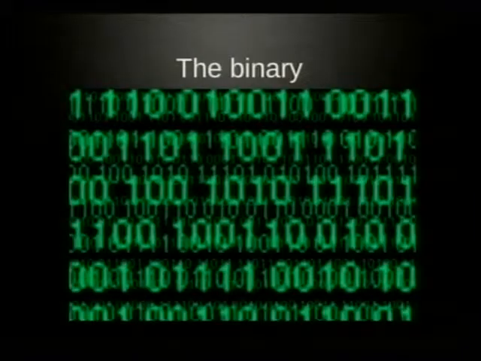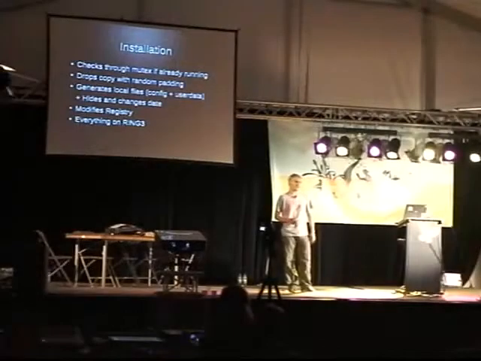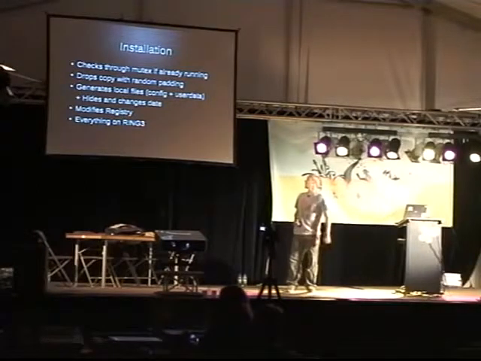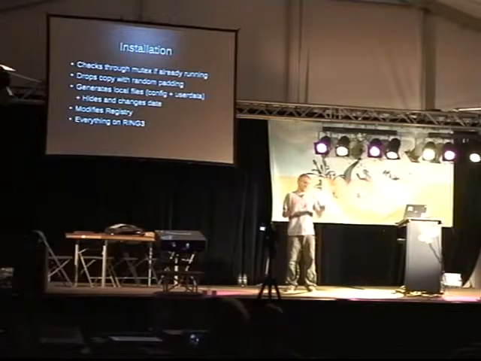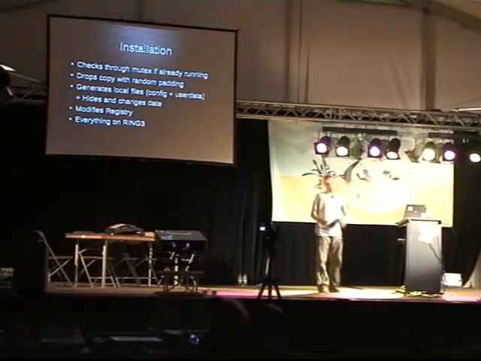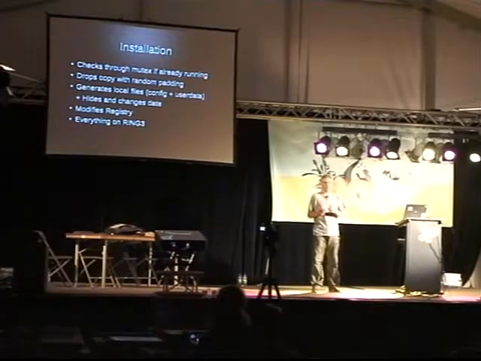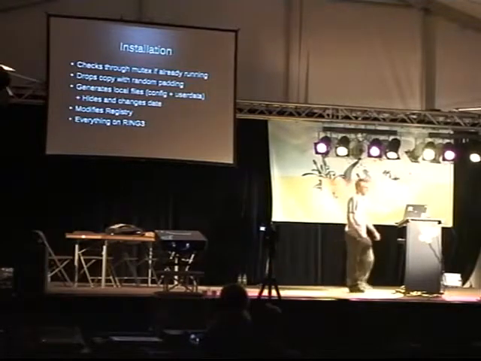Okay, about the binary, a little bit about what happens on the client side. At the moment when you get infected, the Trojan checks through a mutex if it's already running. If it's not running, it drops a copy with a random padding. This dropping with a random padding adds some random padding at the end of the binary to avoid signature-based detection. So basically, you have the bot you install, and any of these installations has a different checksum.